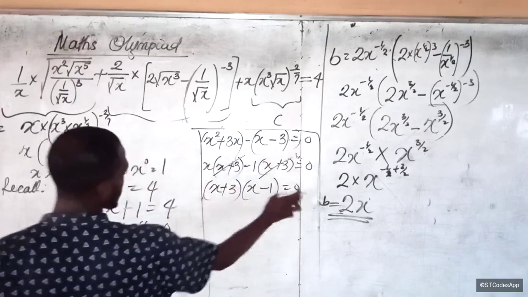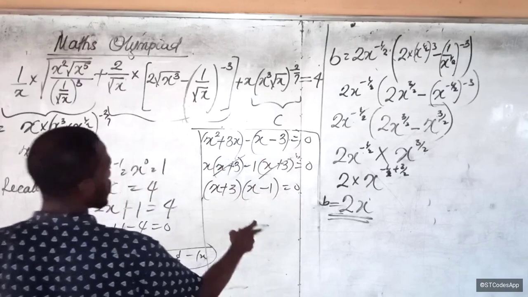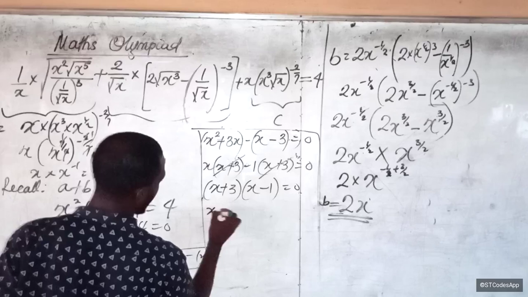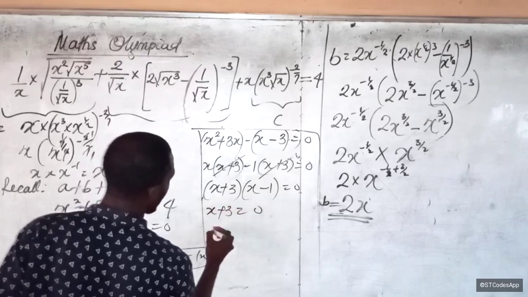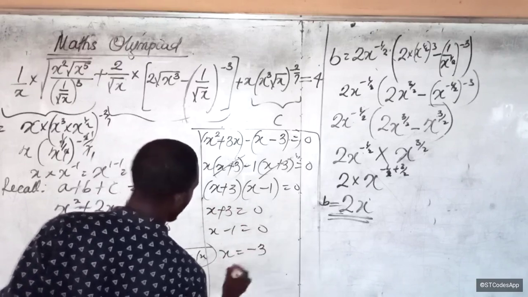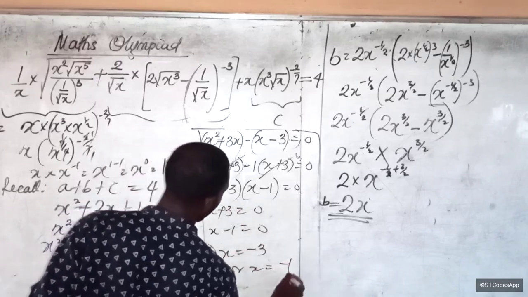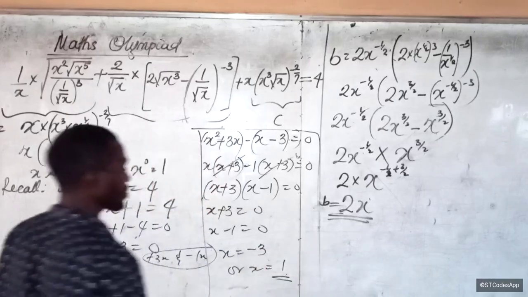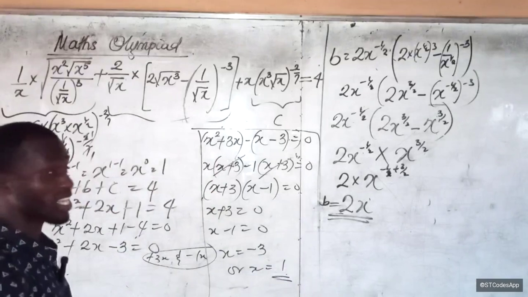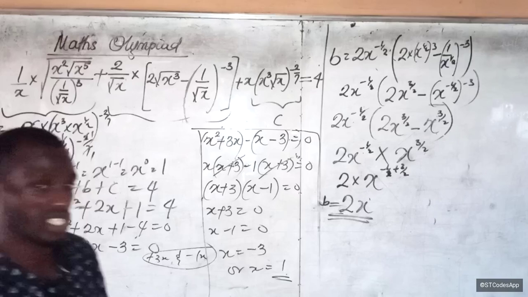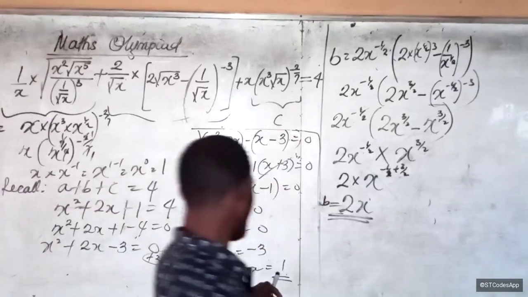So the product of this gives 0. That is, this times this gives 0. For two things to multiply to give 0, one of them has to be 0 at least. So it's either x plus 3 is 0 or x minus 1 is 0. Here, x will be equal to minus 3 or x equal to plus 1, which is 1. Alright, so that's the answer to our question. But the question actually says what is the positive value of x, where x is a positive integer. So the answer will then be 1.